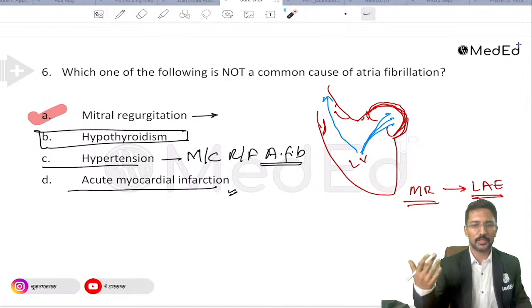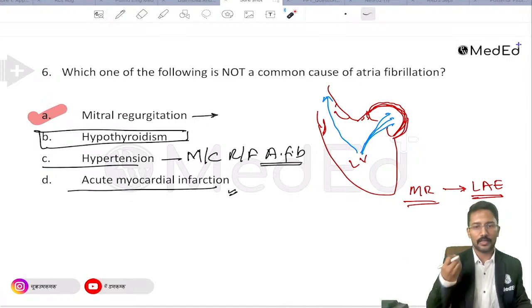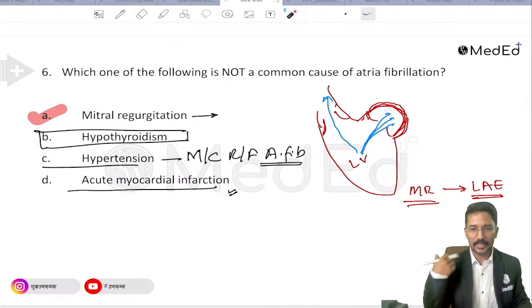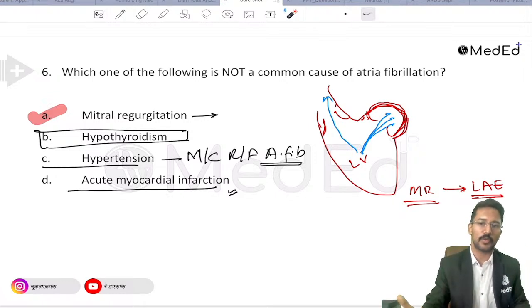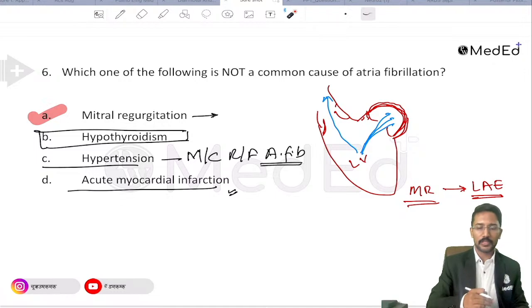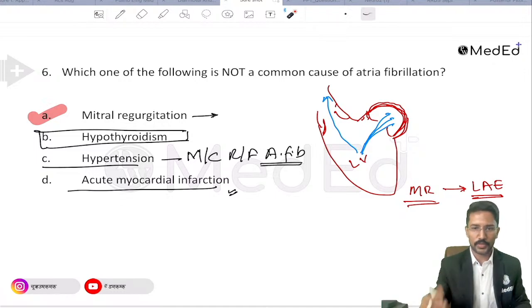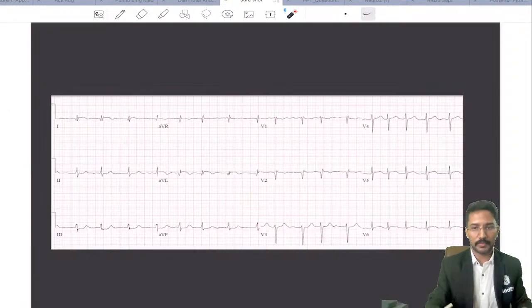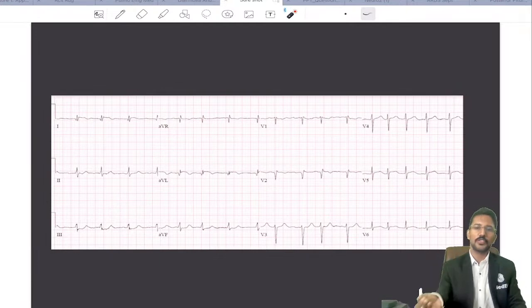Tachyarrhythmias are typically associated with hyperthyroidism, right? Like thyroid hormone goes up, it is increasing the BMR, the metabolic milieu is all pumped up. So tachyarrhythmias are common with hyper. Bradyarrhythmias are common with hypothyroidism. You can also develop sinus bradycardia. One of the clinical manifestations of hypothyroidism is bradycardia.